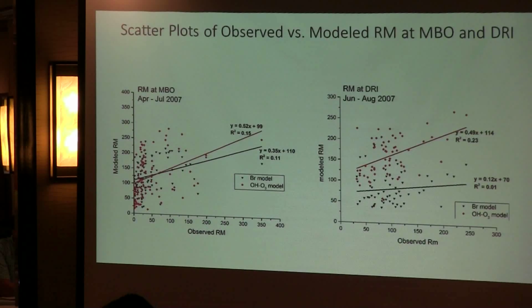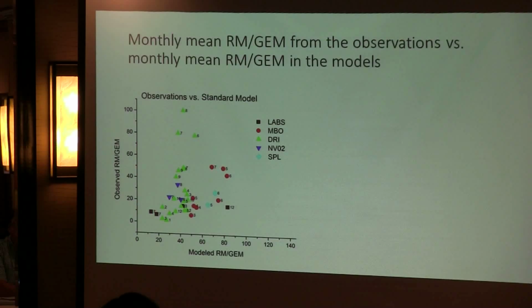And so what we did with this then was to compare the reactive mercury to elemental mercury ratio that was observed versus the reactive mercury to elemental mercury ratio that was modeled at each site for each month. So in other words, the monthly mean of the observed ratio versus the monthly mean of the modeled ratio.